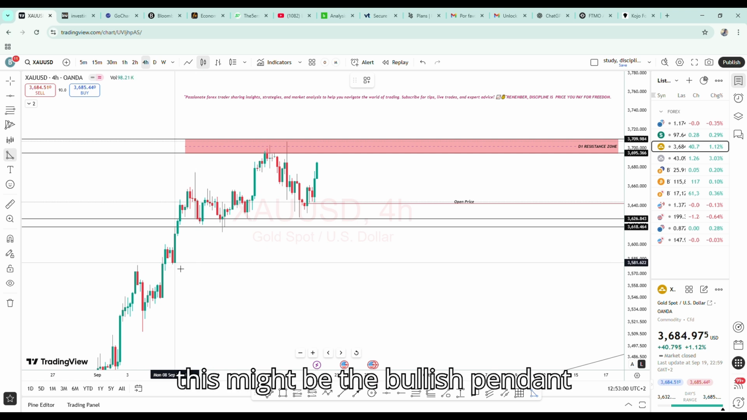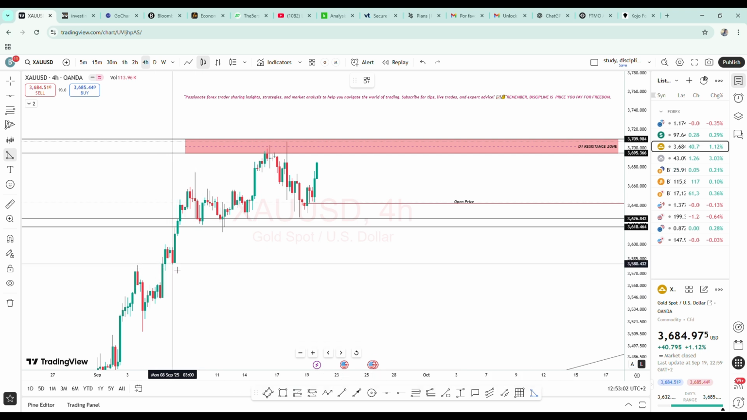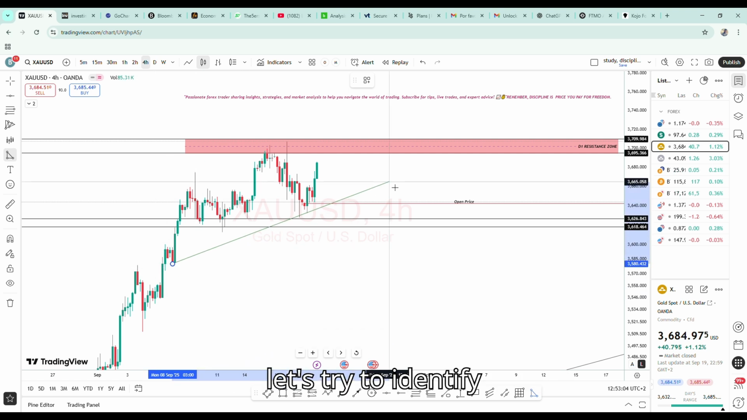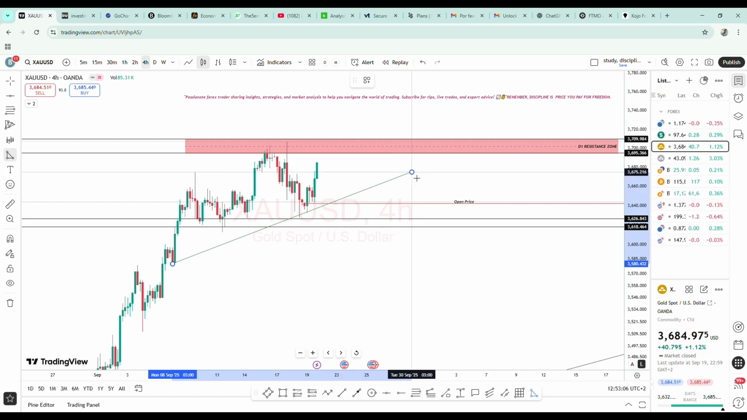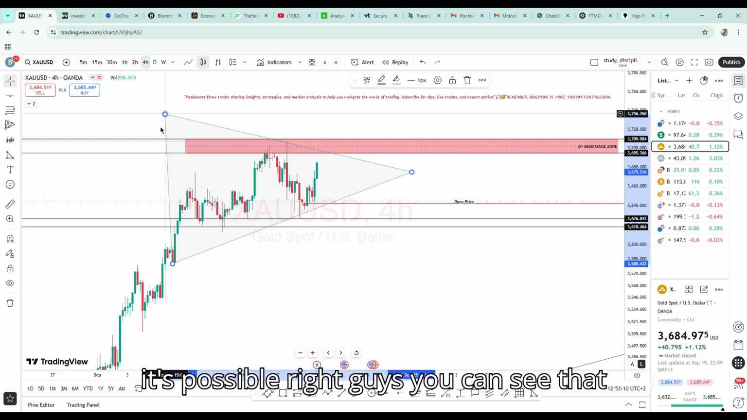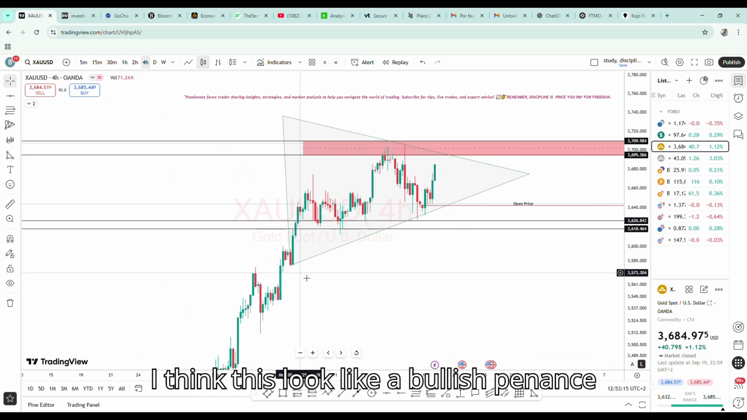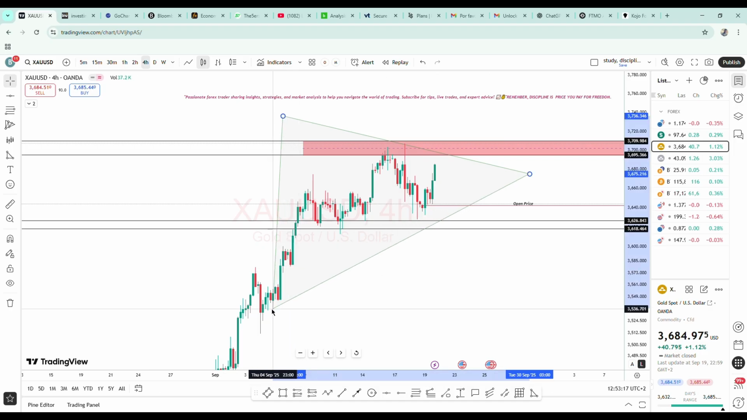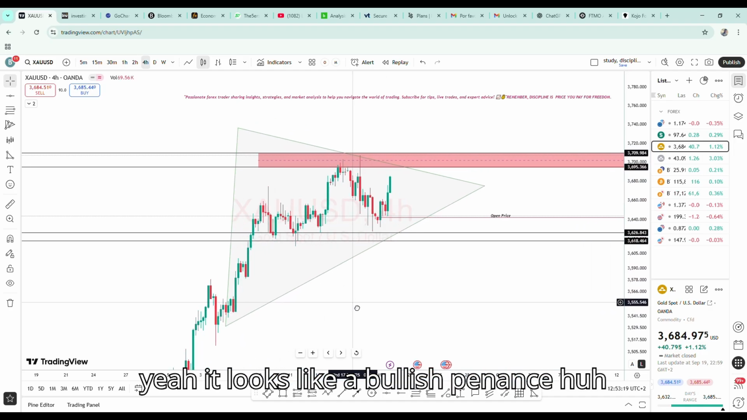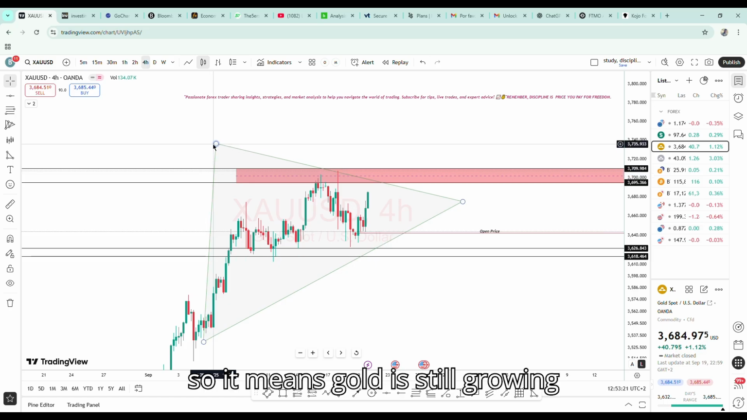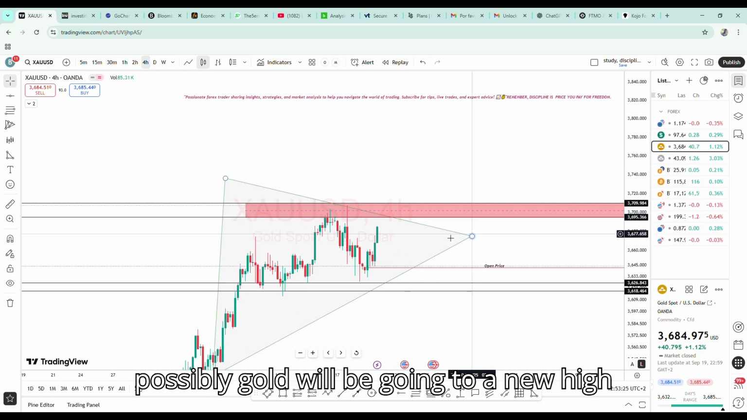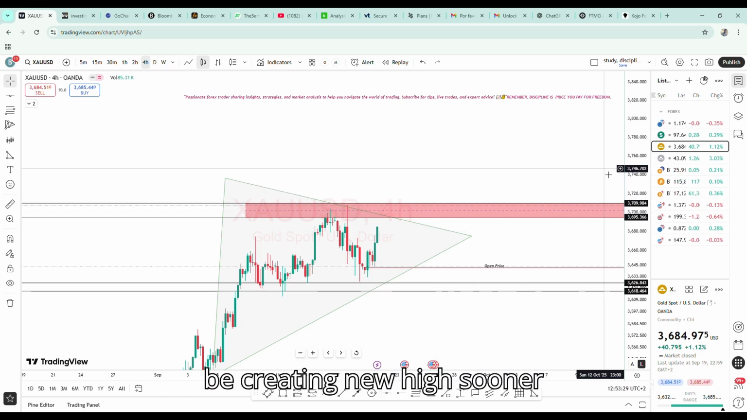I think this might be the bullish pennant. Let's try to identify it. It's possible, right, guys? You can see that. I think this looks like a bullish pennant. Yeah, it looks like a bullish pennant, huh? So it means gold is still growing. It's possible gold will be going to a new high sooner.